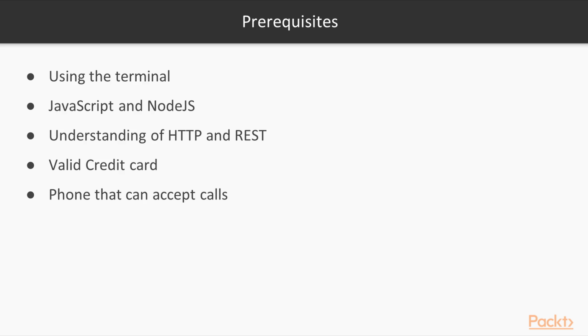To follow this course, you will need to know how to use your terminal, have some basic knowledge of JavaScript and Node.js, and basic understanding of how HTTP and REST works. Also, to create the AWS account, you will need to have a valid credit card and a phone that can accept calls. But don't worry about your credit card getting charged. Everything that we are going to do falls into the AWS free tier.